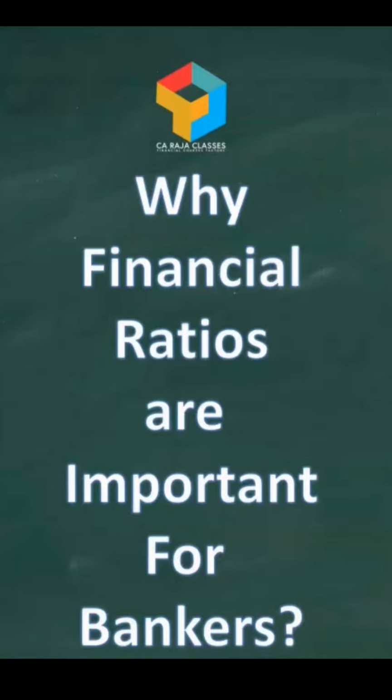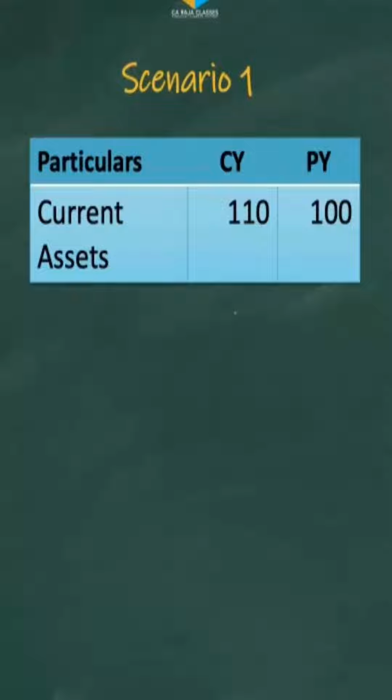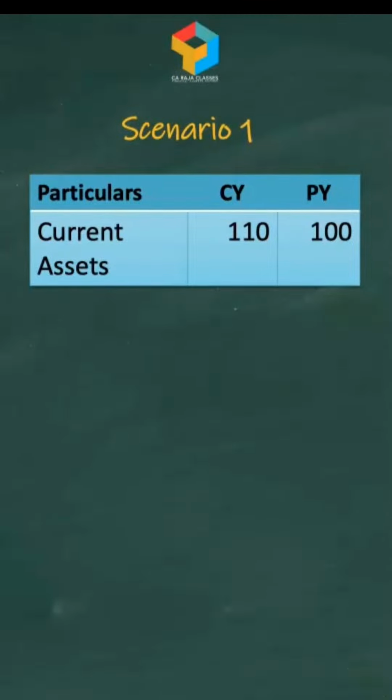Why financial ratios are very important for bankers when they assess or appraise a loan. Just look at this scenario. You have current assets for the current year and previous year. When you look at this standalone information, what you can make out is current assets have improved, because in the previous year it is 100 million, in the current year it is 110 million. It looks like there is an improvement because assets are increasing.